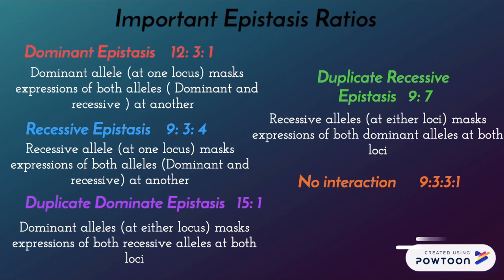Duplicate dominant epistasis has a ratio of 15:1. Dominant alleles at either locus mask the expression of both recessive alleles at both loci. Duplicate recessive epistasis has a ratio of 9:7. Recessive alleles at either locus mask expressions of both dominant alleles at both loci. And finally, no interaction epistasis has a ratio of 9:3:3:1.